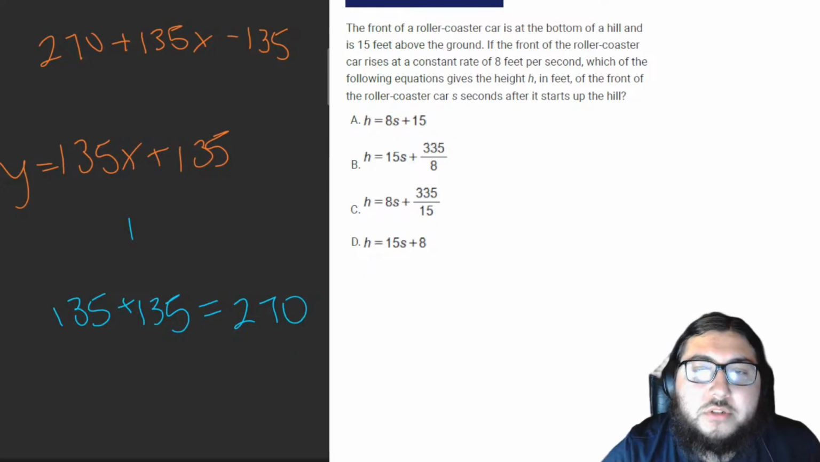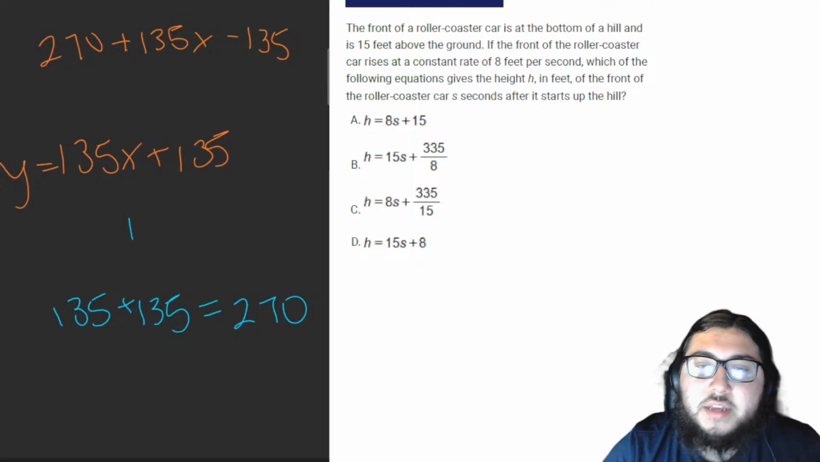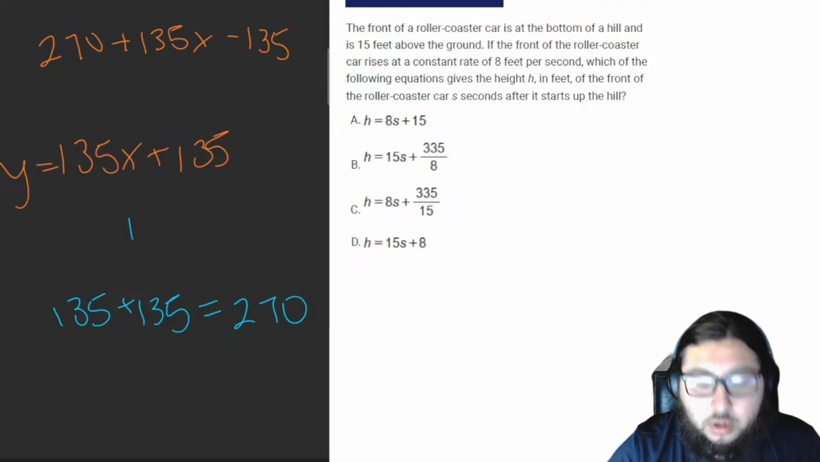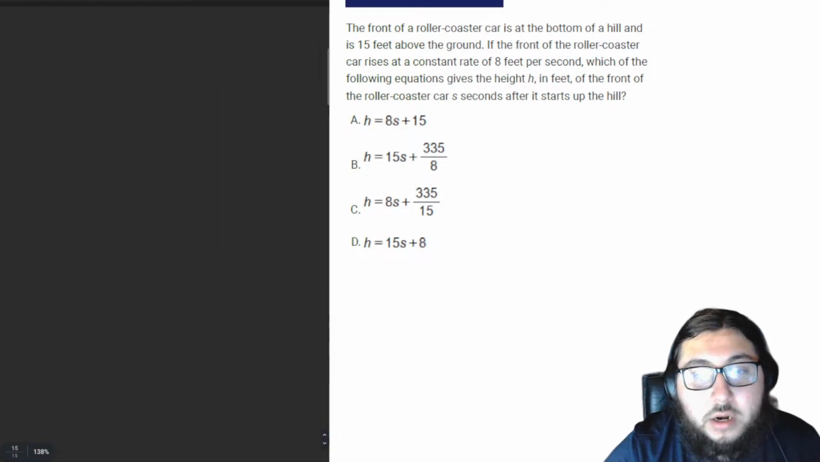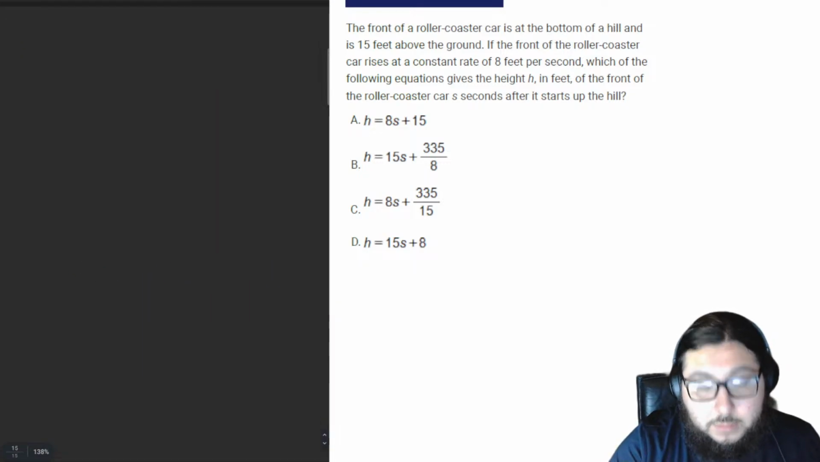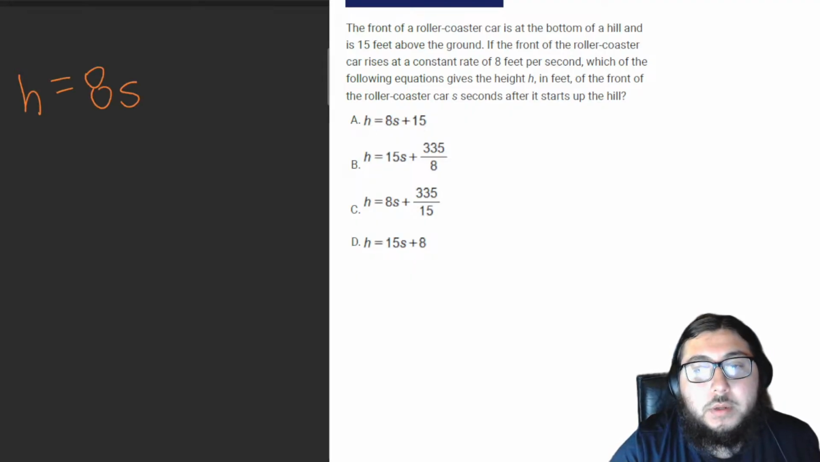The front of a roller coaster car, and I think this will be the last one that we do. The front of a roller coaster car is at the bottom of a hill and is 15 feet above the ground. If the front of the roller coaster car rises at a constant rate, keyword constant rate, of 8 feet per second. Anytime you have a rate or the word per, we know that to be our slope. So 8 feet per second. Which of the following equations gives the height h in feet of the front of the roller coaster car s seconds after it starts up the hill?